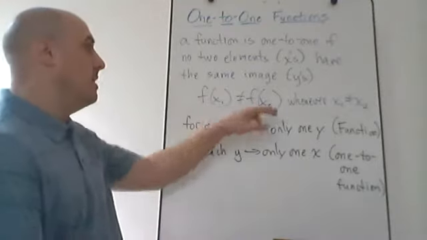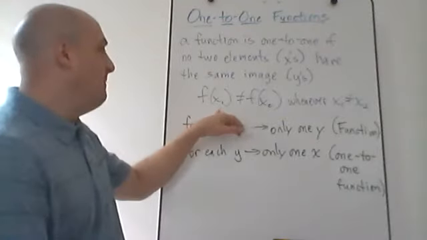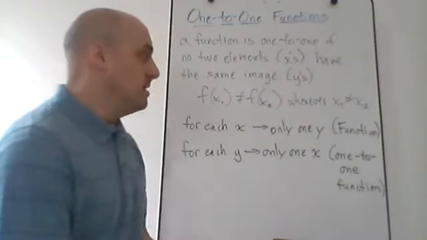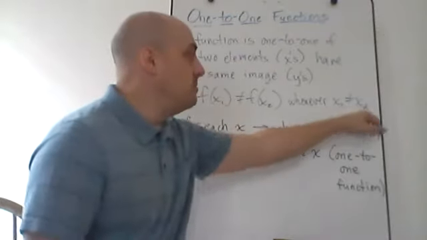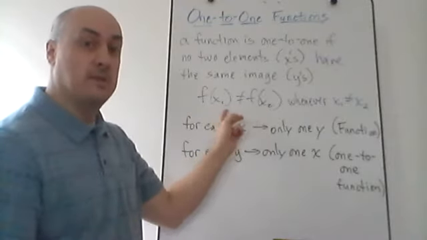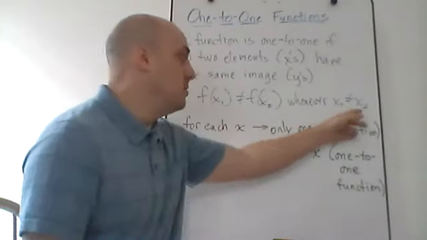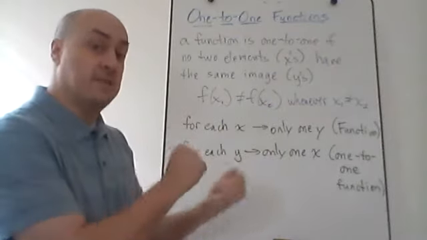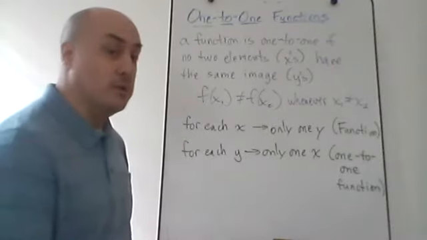Another way of saying that in mathematical terms: f of x1 is not equal to f of x2 whenever x1 is not equal to x2. If I have two different x values, they cannot have the same y value, the same output value. So two different inputs have to have two different outputs. If two different inputs ever have the same output, then the function is not one-to-one.